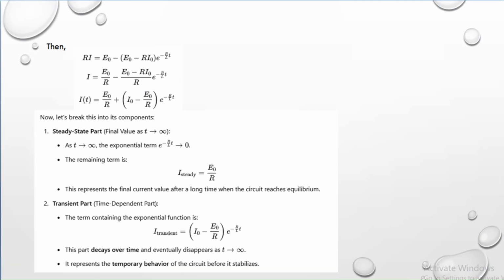Now solving for I, we get I equal to E naught divided by R plus I naught minus E naught divided by R into e power minus Rt divided by L. This shows that I consists of two parts, the steady part and the transient part. The steady part is E naught divided by R and the transient part is I naught minus E naught divided by R into e power minus Rt divided by L. Now this tends to 0 as t tends to infinity. Then we get E naught equal to R into I naught, that is, Ohm's law is nearly true.